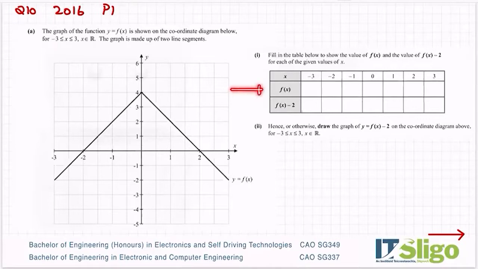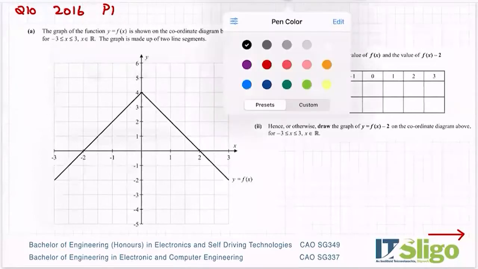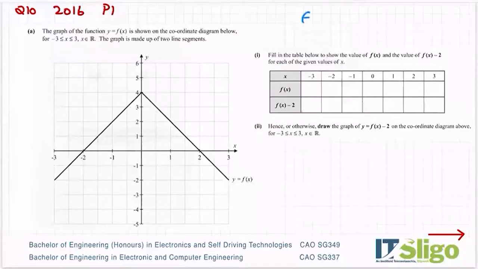Okay, so let's fill in f of x first. So when x is minus 3, what is f of x? And always know in functions that f of x is y. We call this the y axis, but it's also the f of x axis. So you might see on some graphs that that's called the f of x axis. F of x is y. Why am I telling you that? Because this could also say y equals in the table.